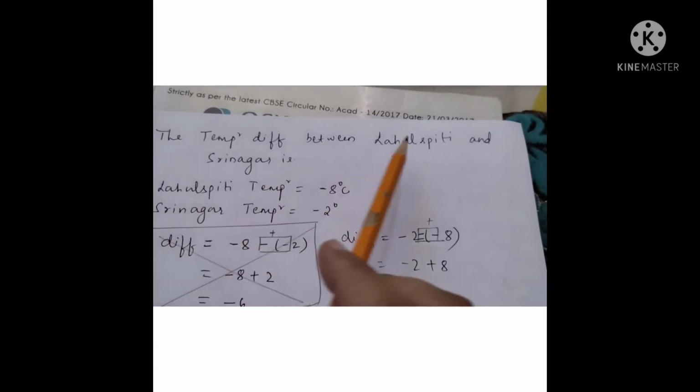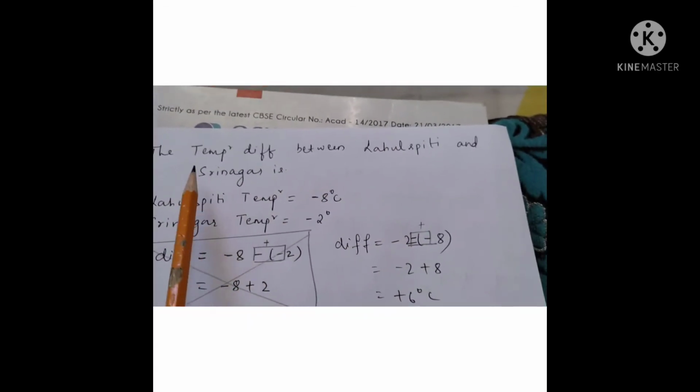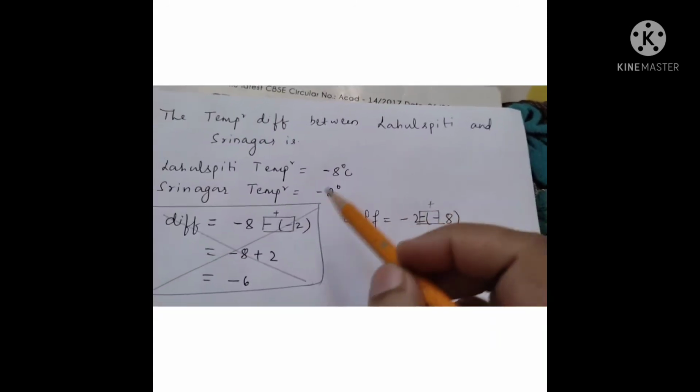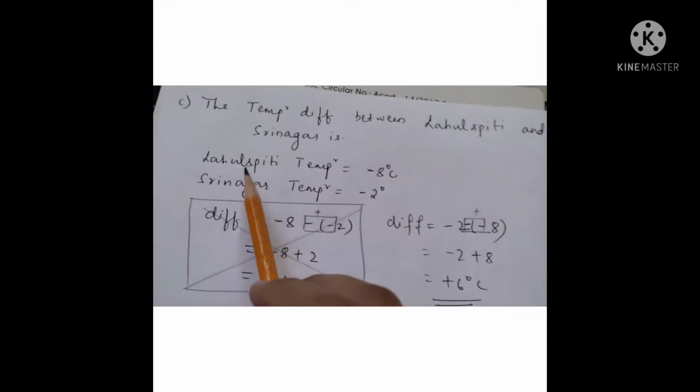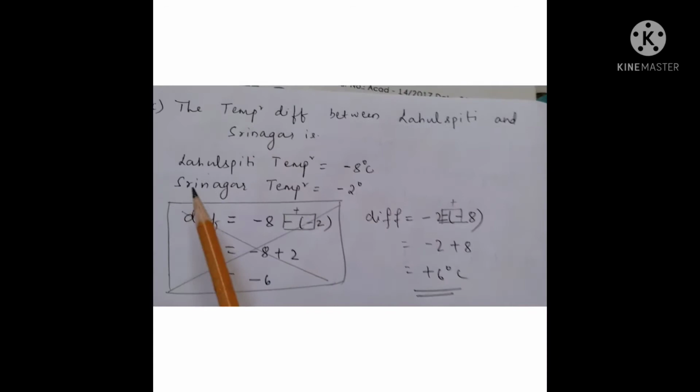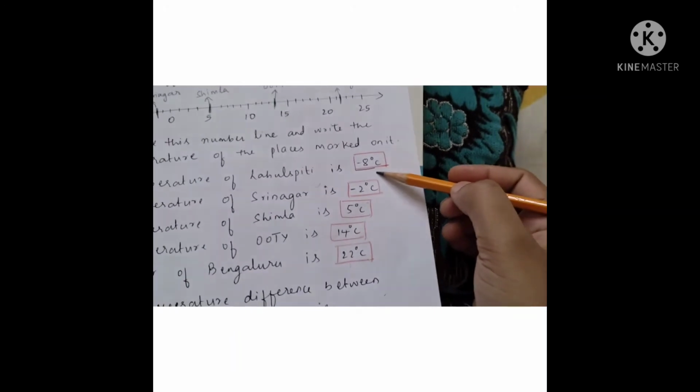Now the next aim is you need to find the temperature difference between Lahul Spiti and Srinagar. To find that, let me write down the temperature at Lahul Spiti and the temperature at Srinagar. The measure of temperature at Lahul Spiti is -8 degrees centigrade, and the measure of temperature at Srinagar is -2. Look here, Srinagar and Lahul Spiti. Lahul Spiti is -8, Srinagar is -2. I will write down that.